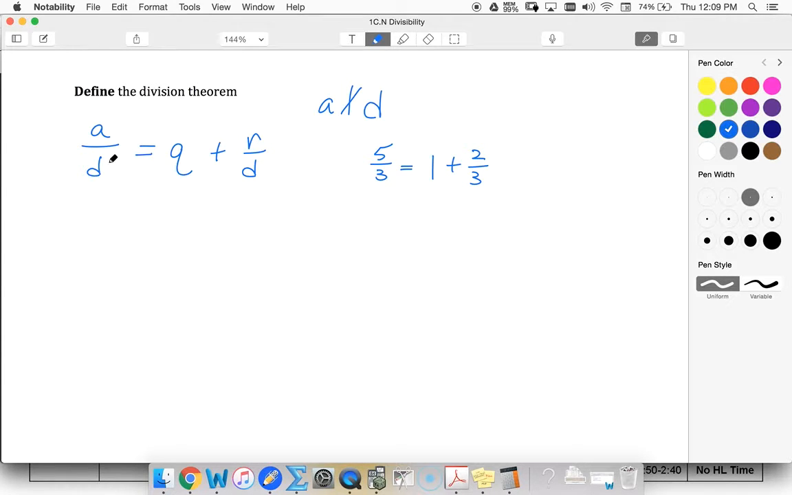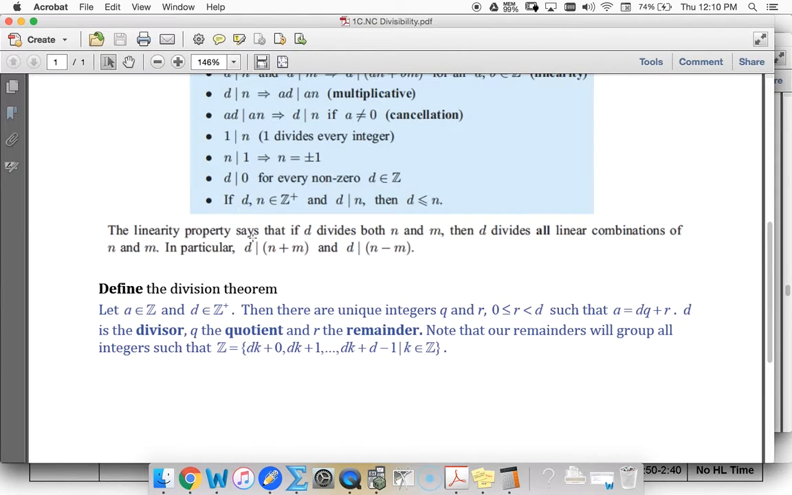Okay, I can rearrange this to say that A is then equal to quotient times divisor plus remainder. And that is what we're talking about here when we look at the division theorem. So we've defined our values here. R has to be less than D. And our remainders end up grouping all integers. So we can list any integer by using these properties.